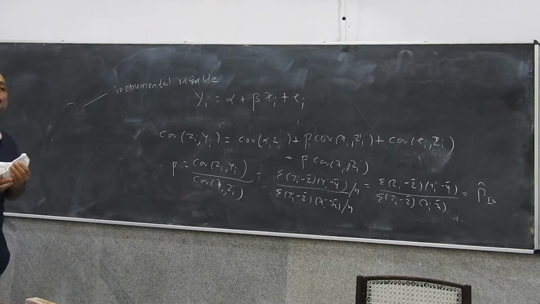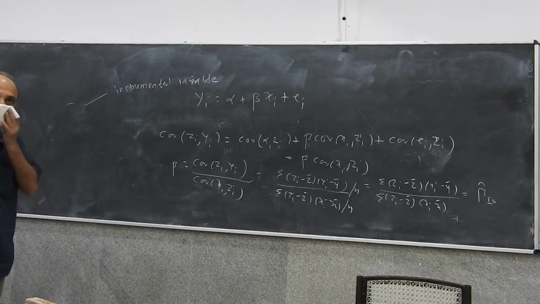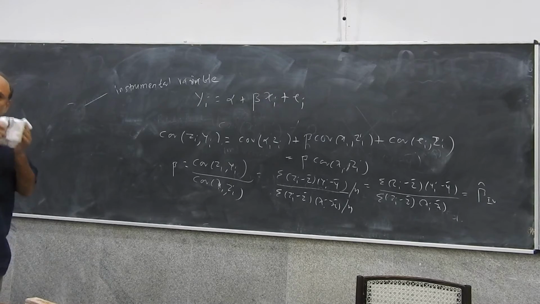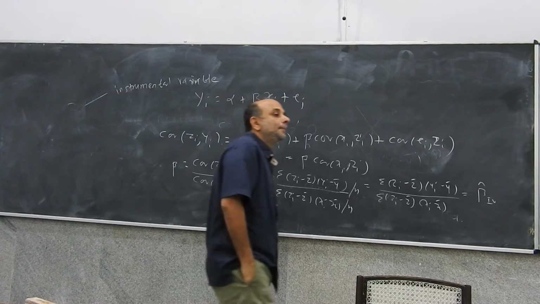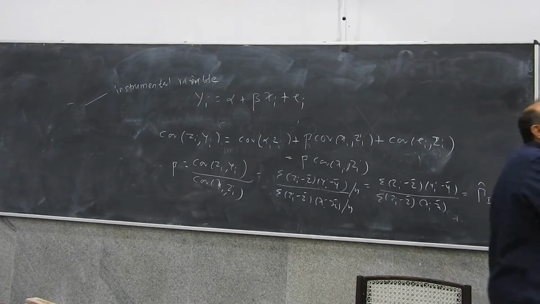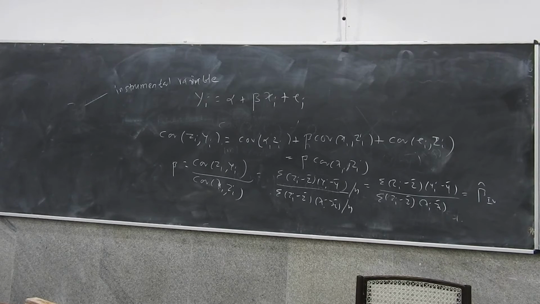Okay? Now, will it be consistent? Will this estimator be consistent? Think of the law of large numbers. He says yes. Any idea, any argument why it should be consistent? Should it be consistent or should it not be consistent?